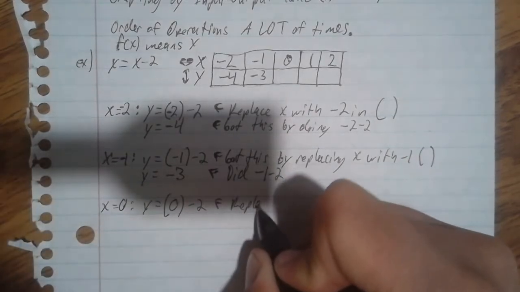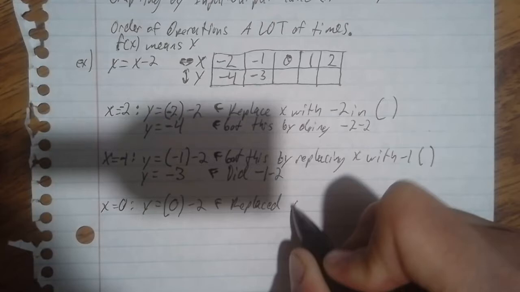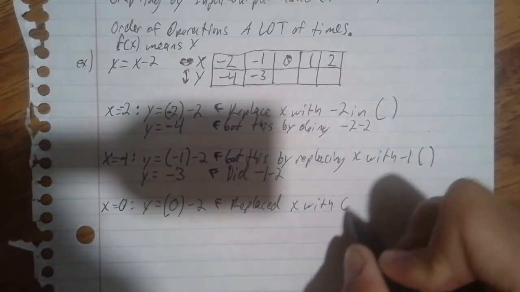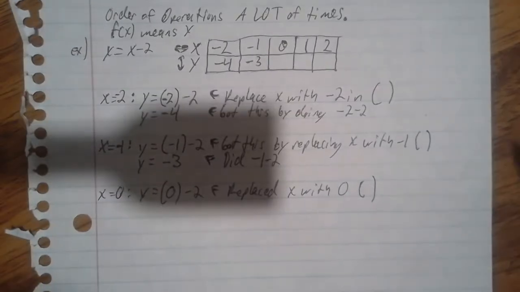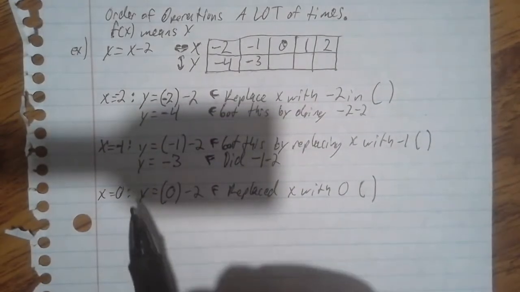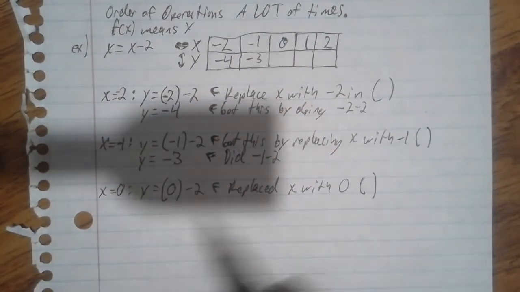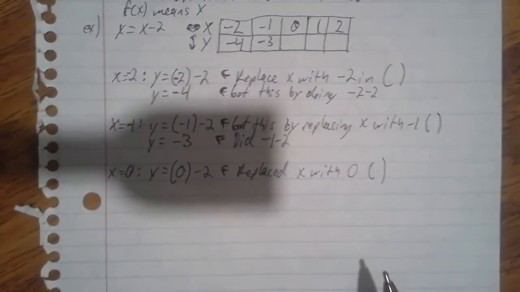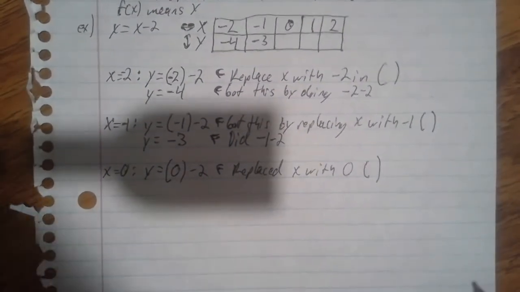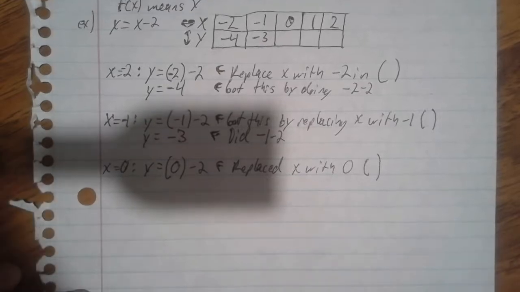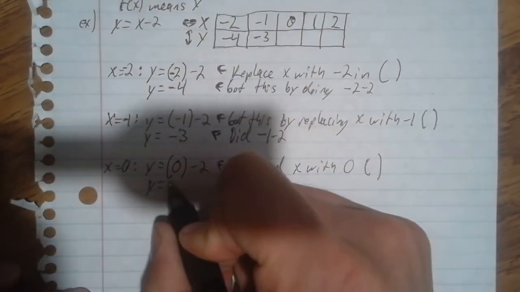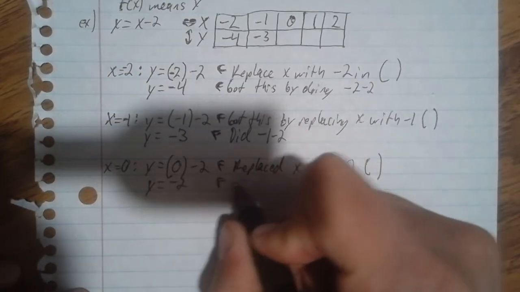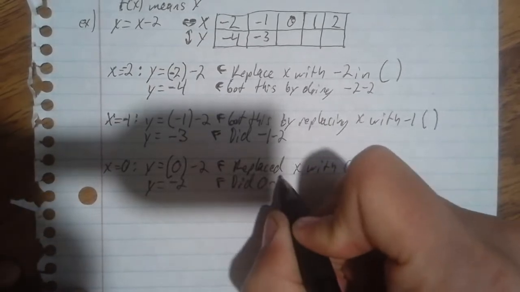So we replaced x with the 0 in the parentheses. And you'll notice that the only thing that's changing every time is the parentheses. That minus 2 is always there. So you're only changing what the x is. We're not going to change anything else. And then we get y equals -2 because we did 0 minus 2.